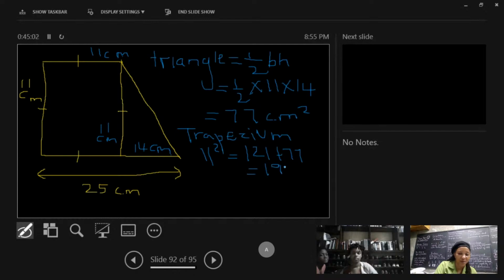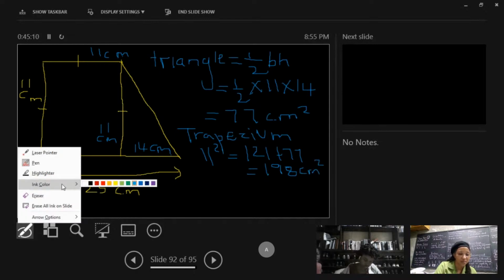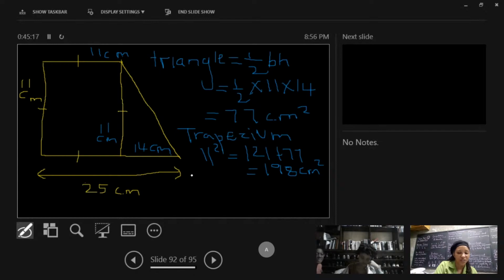All right, so let's try it the other way and see if we get the same answer. Let me use a different color. The white. All right, so let's try it using the formula for the trapezium. So a plus b, over 2, times the height. So we have 11 plus 25, over 2, times 11.